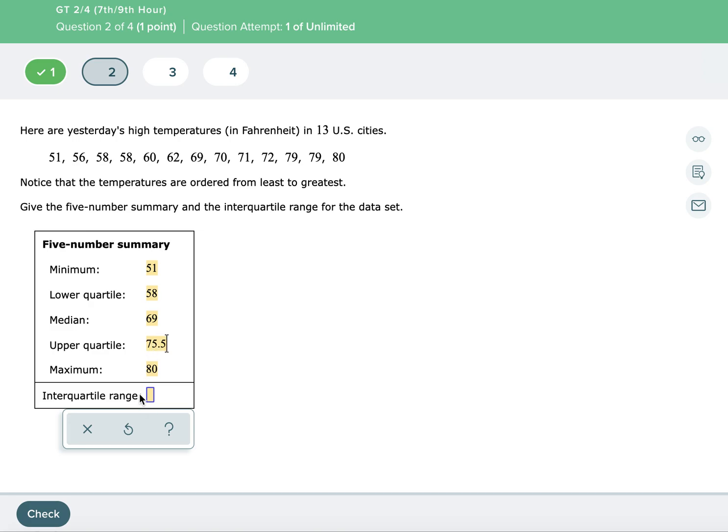And then for my interquartile range, I go 75.5 minus 58. Well, 75 minus 58 is going to give me 17. And I got an extra 0.5. So we'll go 17.5, and we'll see if we're right.